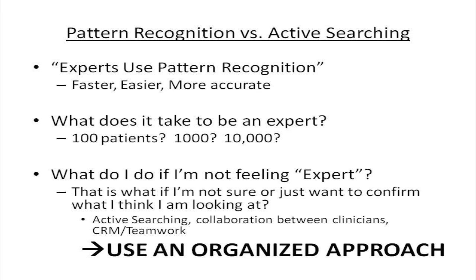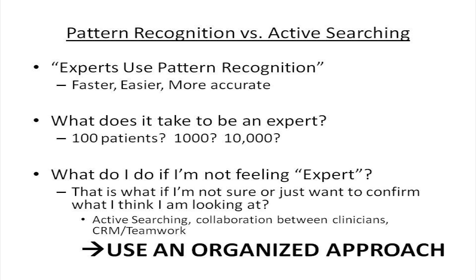The first thing I want to talk about is pattern recognition versus active searching. These are two different mental models that we use when we are approaching a problem-solving situation. The classic teaching is that experts use pattern recognition. It's faster, it's easier, many argue it's more accurate, doesn't take as much thought, as much active involvement in the process.